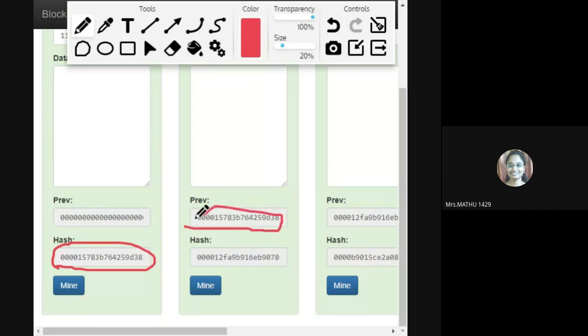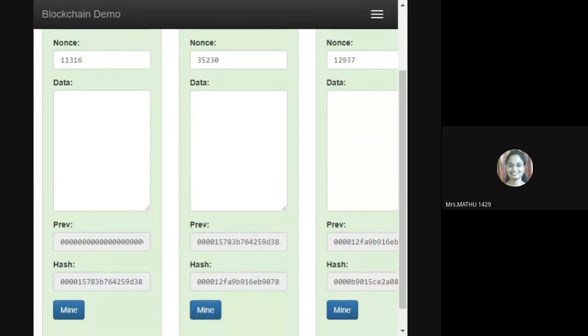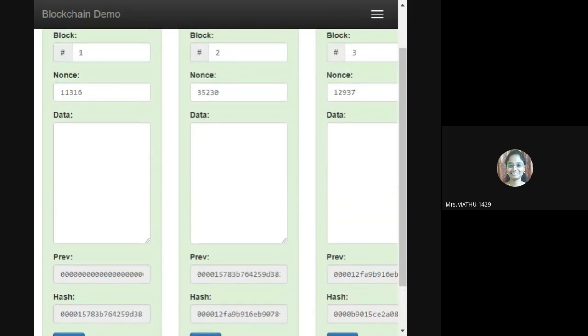So we have seen how the blocks are linked with each other. These are all blocks, linked to each other using the hash value of the previous block. You can see that the hash value of block 2 is available in block 3's previous hash. So all these blocks are now linked together. Now if you change even a small value in any of the blocks, all the other blocks will go wrong.